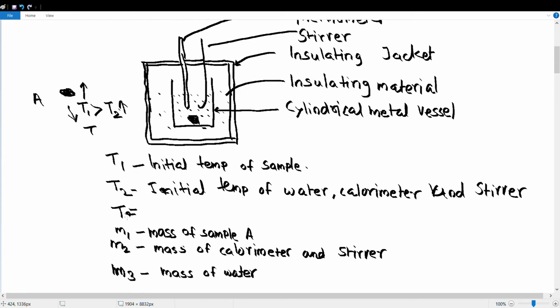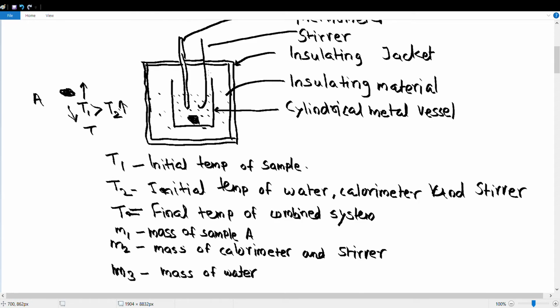Now let T be the temperature of the combined system. Now this is the final temperature of the combined system. Final temperature of combined system means the temperature of sample, the temperature of water, the temperature of calorimeter.